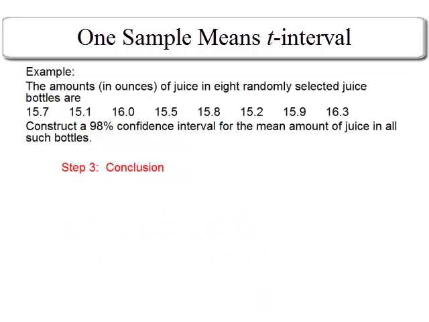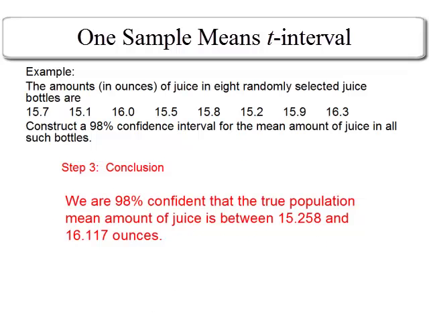So our conclusion is we are 98% confident that the true population mean amount of juice is between 15.258 and 16.117 ounces.